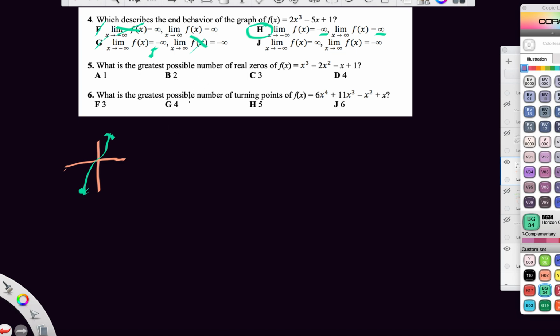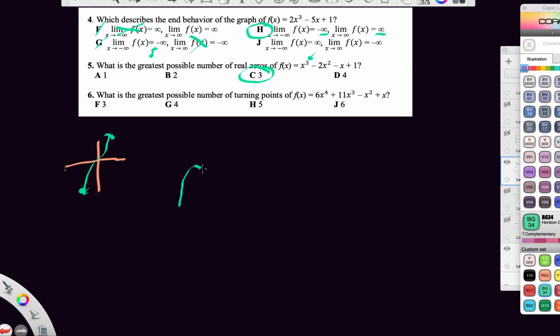For number 5, what is the greatest possible number of real zeros? You check the lead exponent. There we go. And that lead exponent is 3. Therefore, the possible real zeros are 3. And the greatest number of turning points, well, look at this.